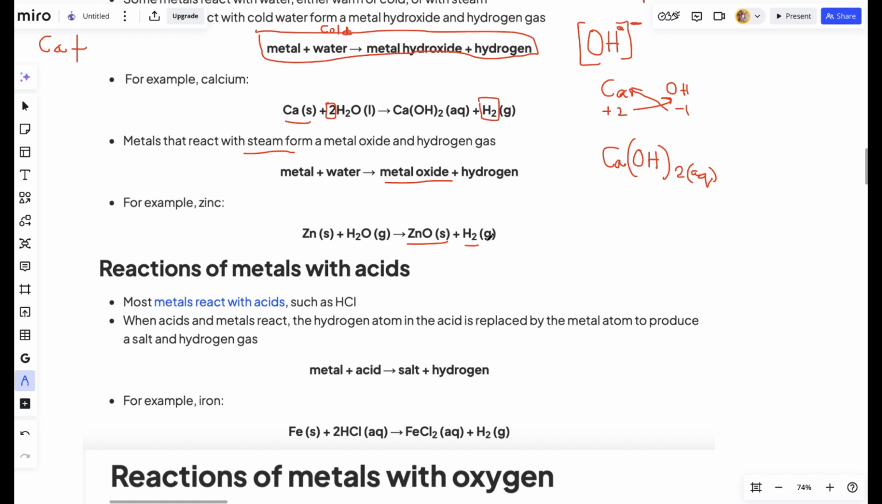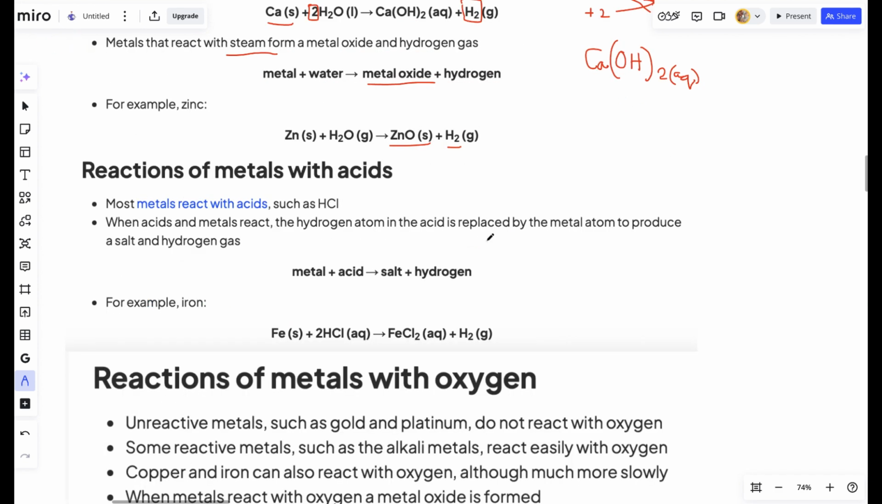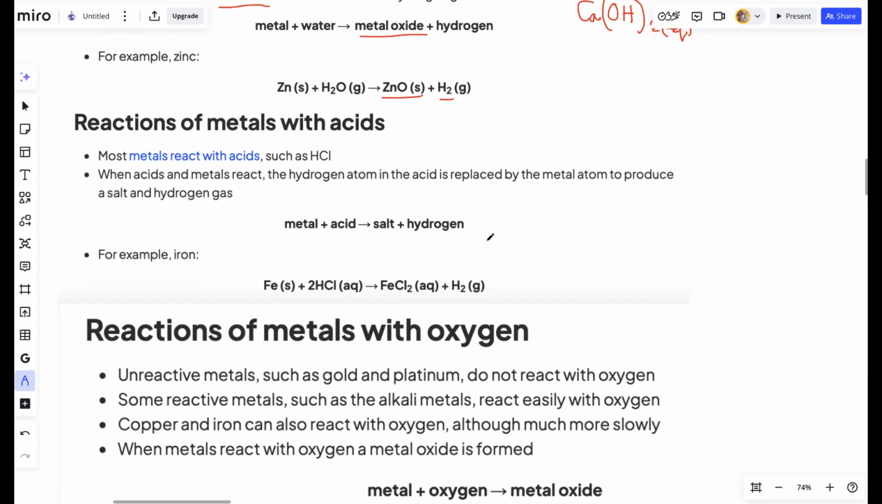Now, for metals, which other chemical properties do they have? They react with acid. Now, let's describe their reaction with acid. Here, the examples did not elucidate the various types of acid, but maybe we can take a look at some of the acids. First, let's look at the one we've shown here. Most metals react with acids such as hydrochloric acid. When acids react with metals, they will produce a salt and hydrogen gas.